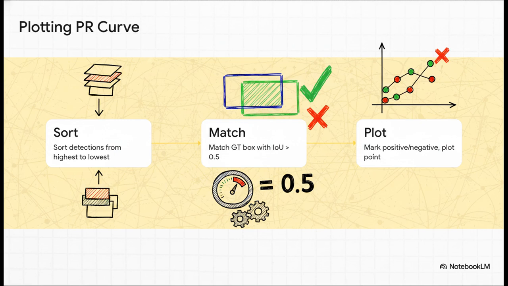To actually plot this grading curve, we have to follow some incredibly strict rules. First, we sort all the AI's detections from its absolute most confident guess down to its least. Then, we check if the detection matches the actual ground truth box, the one drawn by a human. But here's the catch. To even count as a positive success, the AI's box must overlap the human's box by an IOU greater than 50%. If it's even 49%, nope, it's marked negative. It is a rigorous, totally unforgiving process, but it ensures the AI isn't just out there wildly guessing.